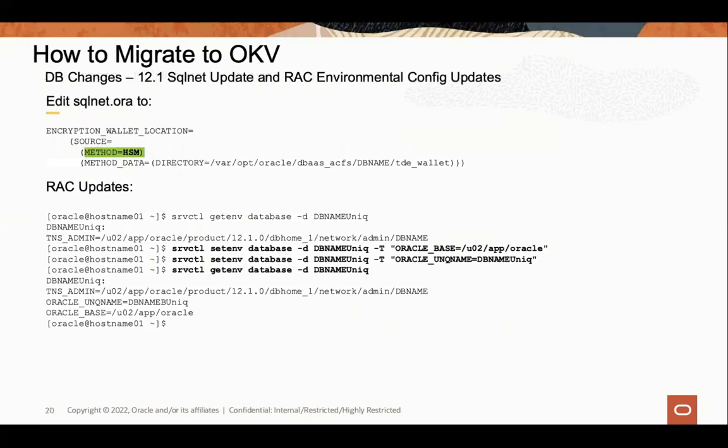To configure OKV for the 12.1 databases and 12.2, we update the sqlnet.ora method to HSM, which is hardware security module, for the encryption wallet location entry. And the ORACLE_BASE and ORACLE_UNIQUE_NAME need to be set for the RAC environmental settings for the 12.1 databases.